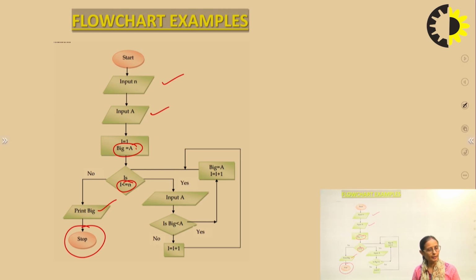But what will happen if it is greater? Then we need to input another number. So in that case what will happen? We will input another number. Again we store that number in the same variable, that is a. And now we are checking with this. Which one is big? Which one is large? You could say big or a.